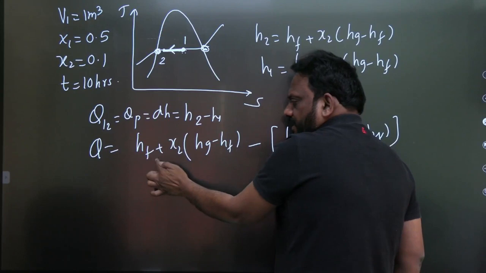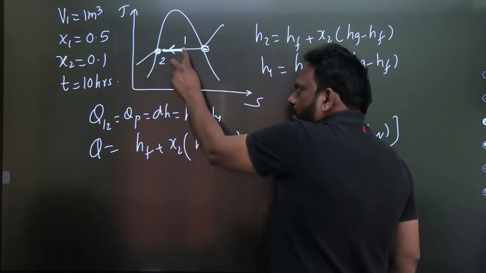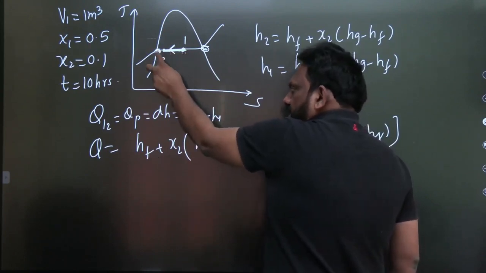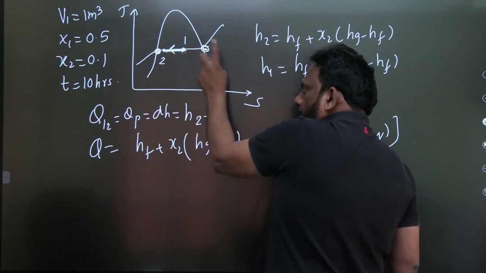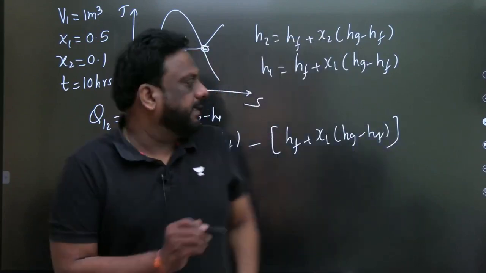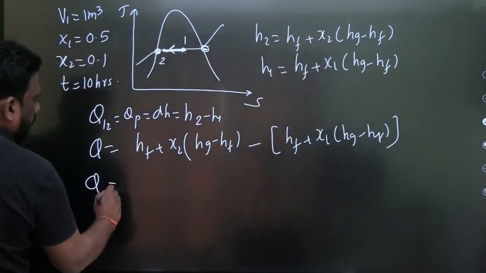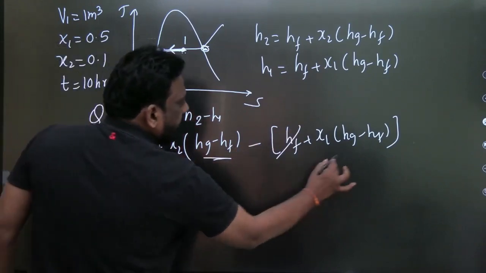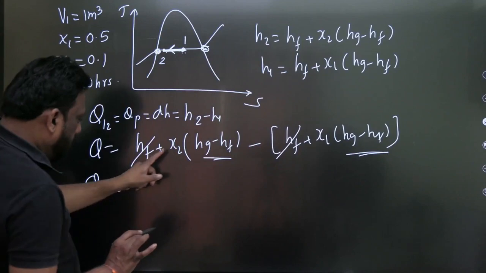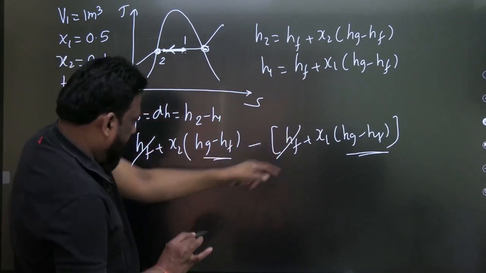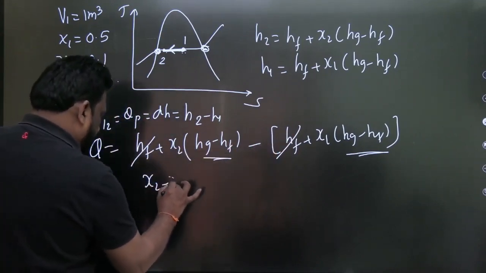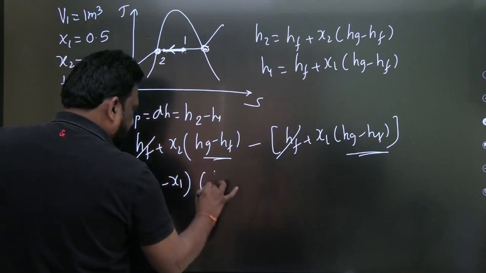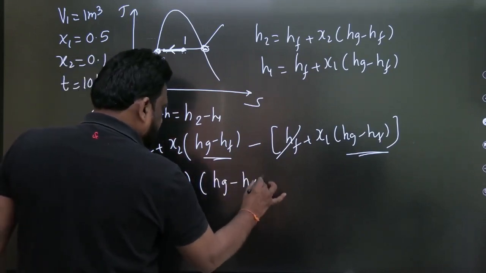Therefore, I am not writing Hf2, Hg2, because for 1 it is F, for 2 it is F, for 1 it is G, for 2 it is G. So now, if you want the heat transfer, Hf minus Hf gets cancelled, and Hg minus Hf is common. So you are left with X2 minus X1. So I will take X2 minus X1 into Hg minus Hf. This is the heat transfer.